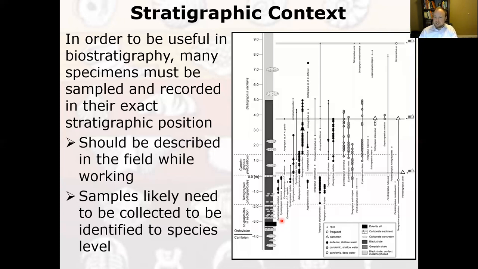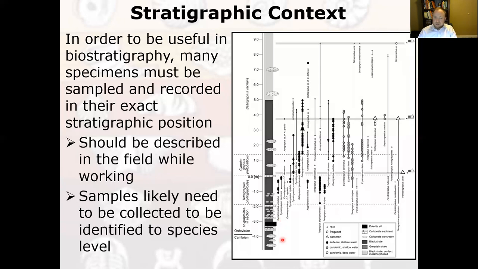Species level, the distinctions might be relatively small. You might actually have to collect the specimen, take it home, clean it off, do a little bit of prep work. You might even need to do thin sections in some cases to see internal structures, especially with bryozoans, which are notorious for that, where you actually have to open them up to distinguish to the species level. So it can be a non-trivial process to do that. And so you generally need the sample with you.